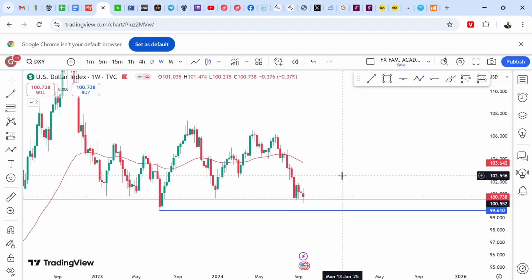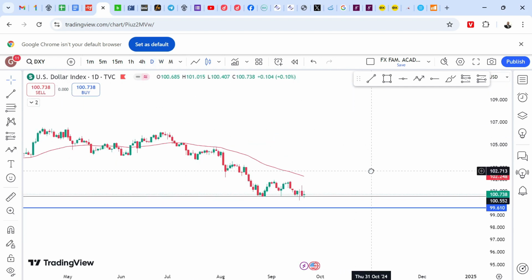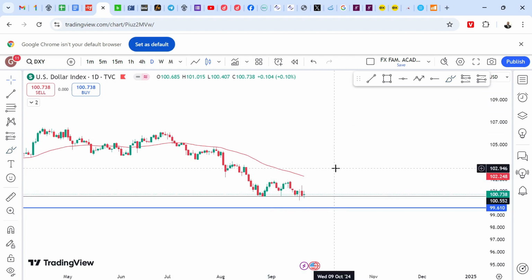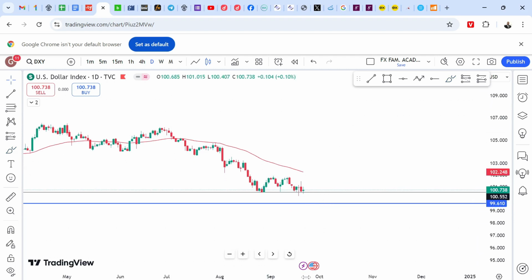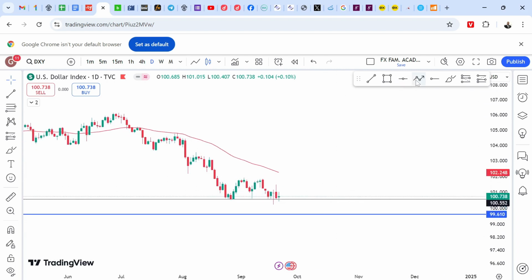But this is on the weekly time frame. Let's scale down to daily and see how the daily candle closed. Good, you can see what I'm looking at. On the daily time frame, we already have the formation of a double bottom. And once you see a pattern like this, what should come to your mind is that the buyers are coming in already. And with the way the candle closed on Friday, this is a doji candle.